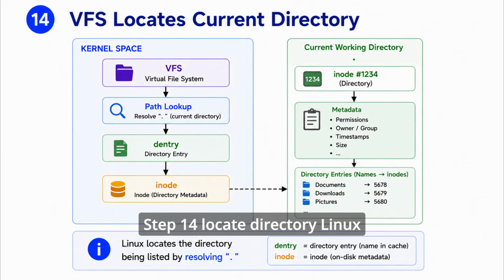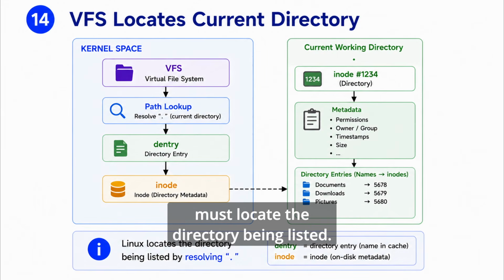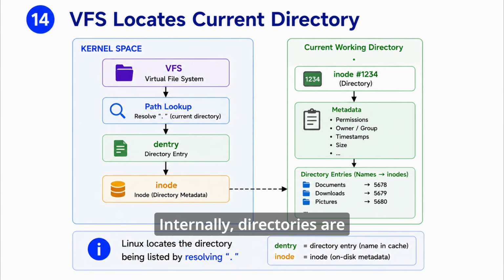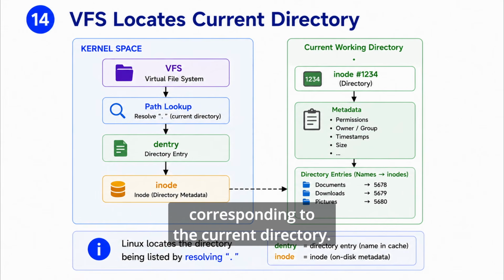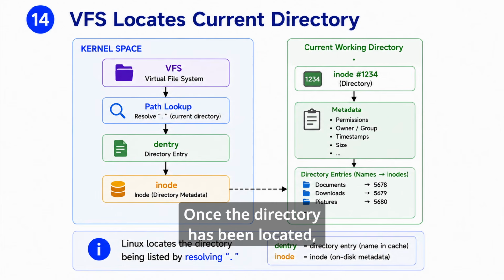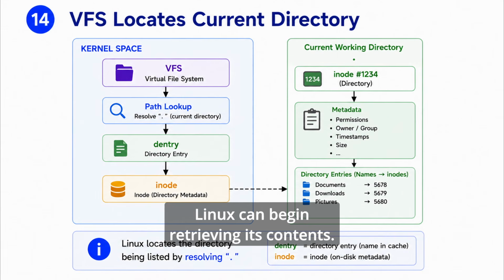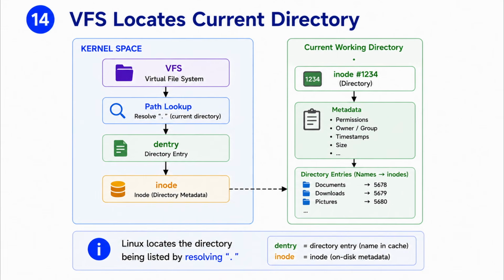Step 14. Locate directory. Linux must locate the directory being listed. Internally, directories are represented using inodes. The kernel finds the inode corresponding to the current directory. Once the directory has been located, Linux can begin retrieving its contents.